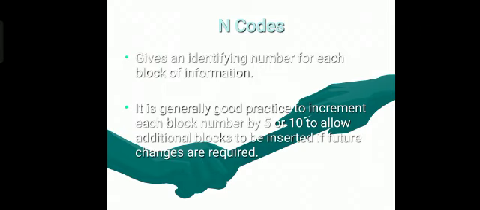N code gives an identifying number for each block of information. It is generally good practice to increment each block number by 5 or 10 to allow additional blocks to be inserted if future changes are required.